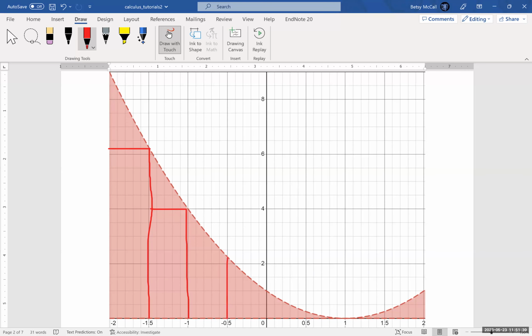Right-hand rule, estimate, and again for the next ones. This one has no height, so our estimate is just 0 height. And then right-hand rule, estimate, and then right-hand rule, estimate.